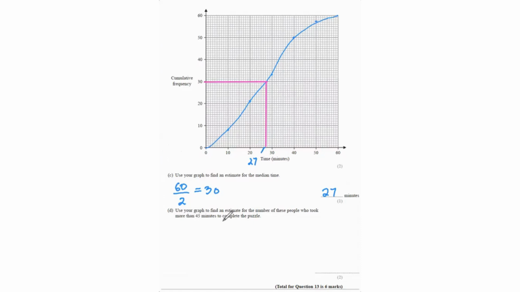Then it says use your graph to find an estimate for the number of these people who took more than 45 minutes to complete the puzzle. Now, more than 45 minutes. So we go at 45 over here on the x-axis. Draw a line towards the graph.